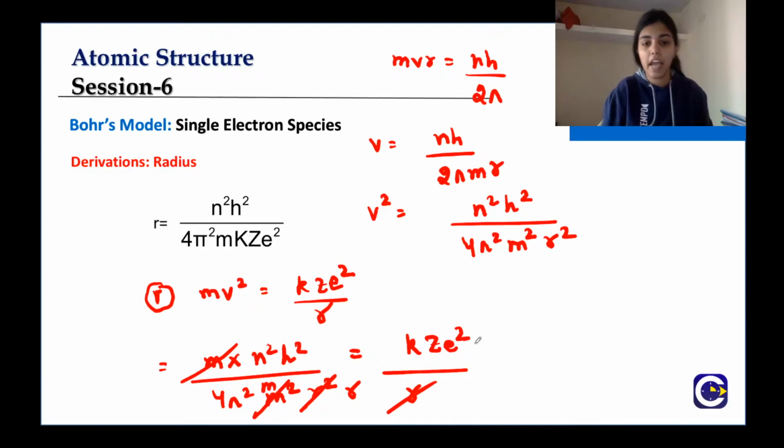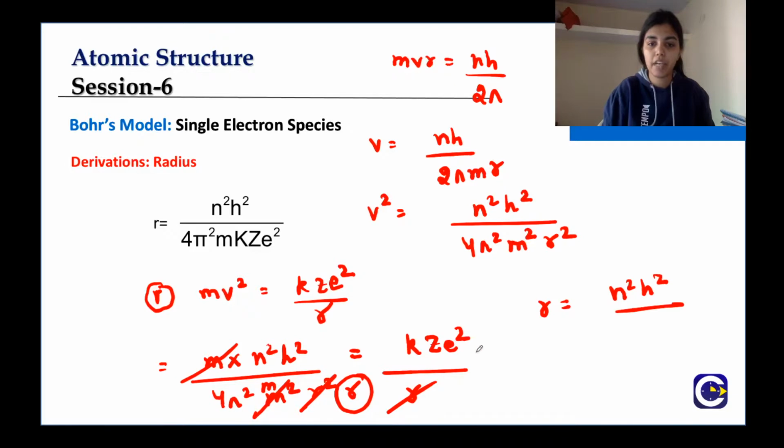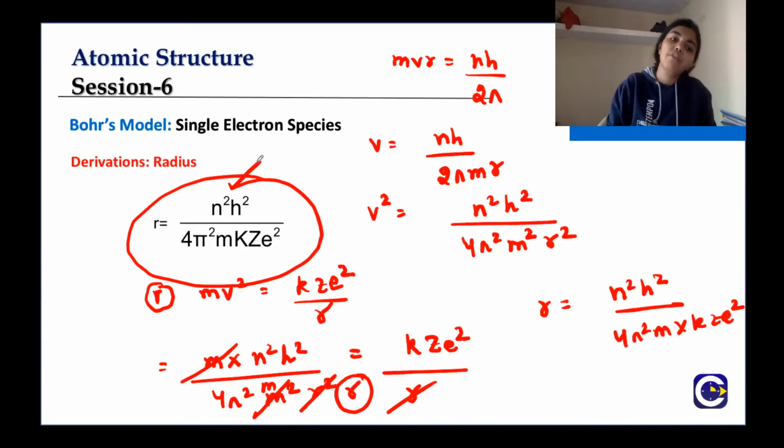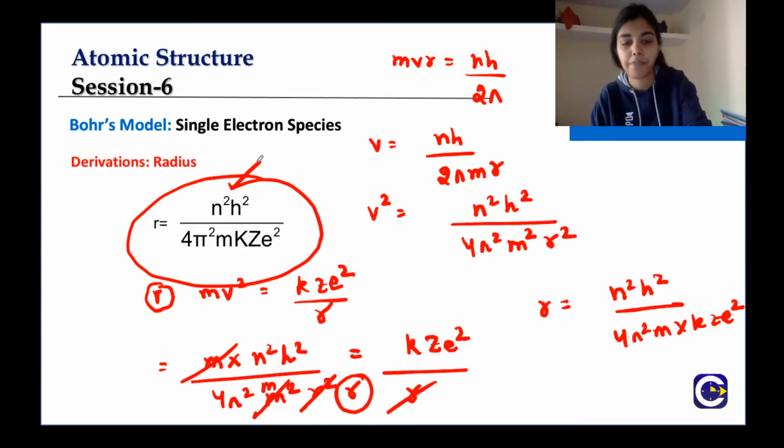And here now you can derive the relation for r. R will become equal to n square h square, and this thing will come in the denominator, 4 pi square m into kze square. So this is the final formula that we are getting. This is how you can derive the formula for the radius of an orbit.